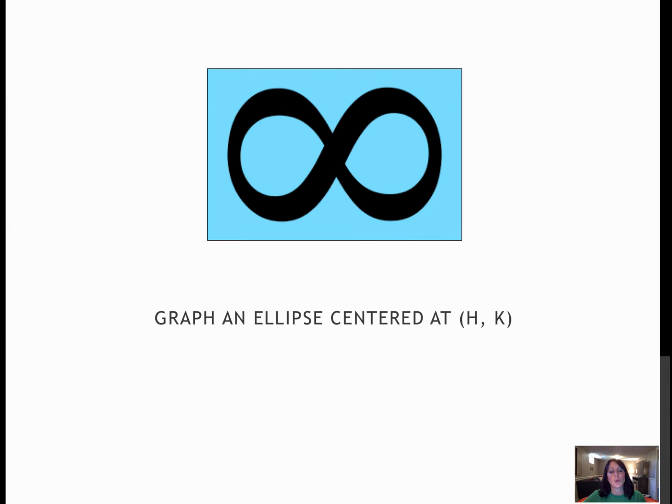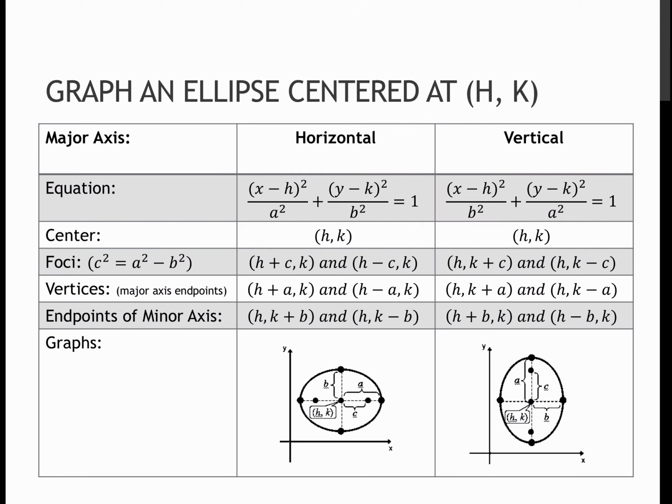In this lesson, we will graph an ellipse that is centered at h, k. So we talked previously about how to find the equation, the center, the foci, etc. And that was when the center was located at 0, 0. So notice the difference here is that we have the x minus h, the y minus k.